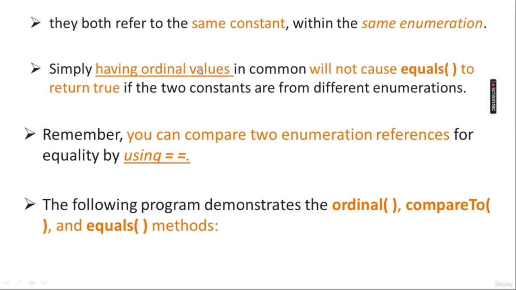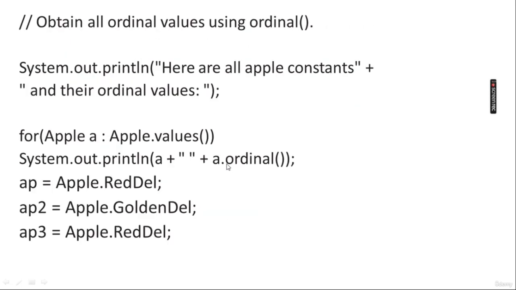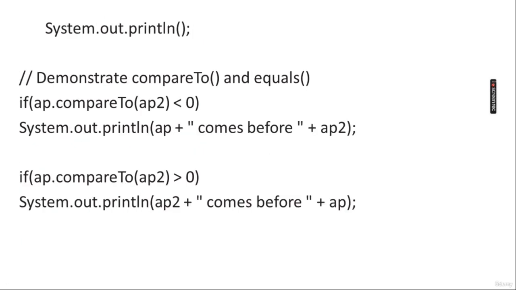So these things you have to remember. Simply having ordinal values in common will not cause equals to return true if the two constants are from different enumerations. And you can compare two enumeration references for equality by using equal to. So all of the ways are giving us the equal values.